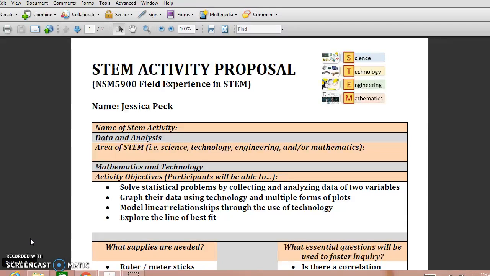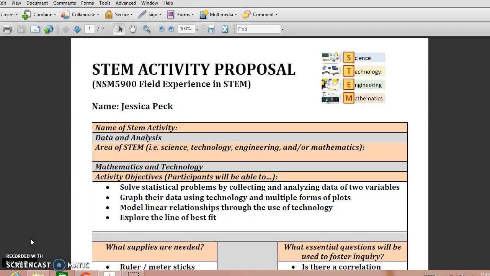So the objectives of this proposal activity are that they're going to solve statistical problems by collecting and analyzing data in two variables. They will then graph their data using technology in multiple forms of plots. They will also model the linear relationship through the use of technology, and they will explore the line of best fit. So basically the idea of the activity is to have them create their own set of data points.